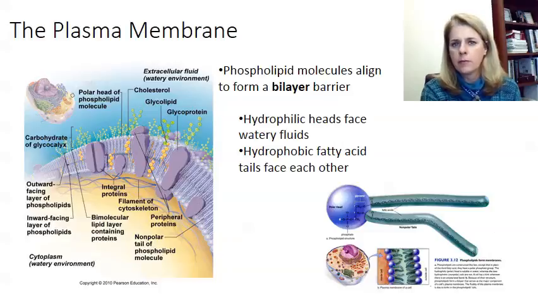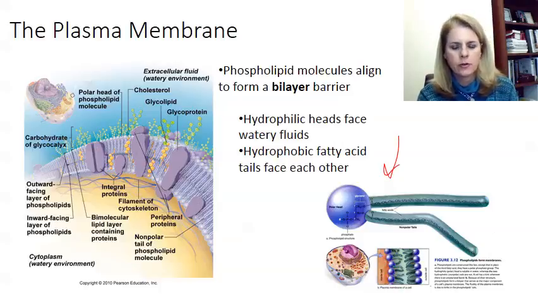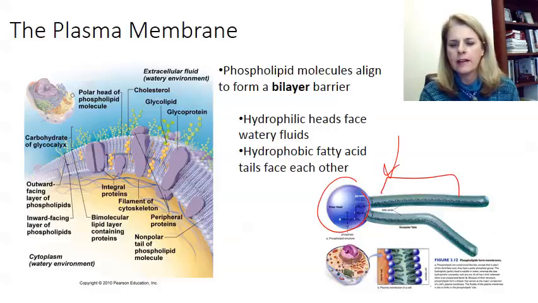So the plasma membrane, if you'll remember, is a bilayer, and it's a bilayer made up of phospholipids. And phospholipids are one of those types of fats we've talked about before, and this is what they look like. And they have a head and a tail region. This will be the head, and this will be the tail. And the head is considered hydrophilic or water-loving, whereas the tail is hydrophobic or water-fearing.